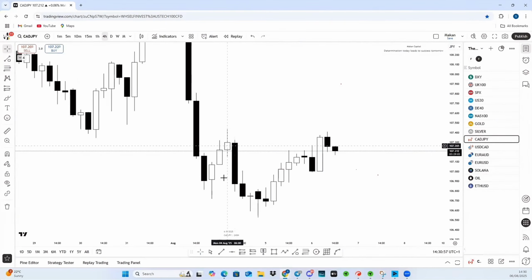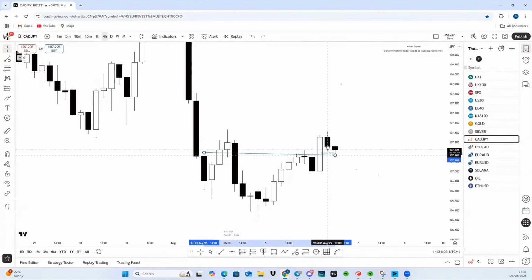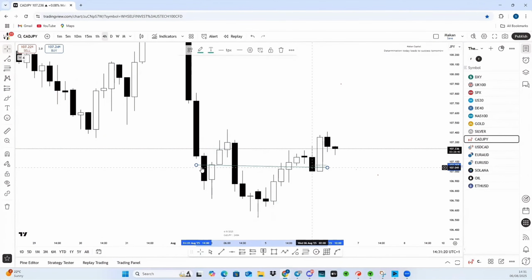The reason why I didn't take CAD JPY, and I posted this in the Discord as well, is because there was no liquidity sweep on the 4 hour, as you can see. So no sweep. This candle here didn't sweep this one, and this one here obviously swept, but went all the way down. So if say I'd taken this trade here, that would have been a loss. But based on my rules, if there's no sweep, I'm not going to take the trade.